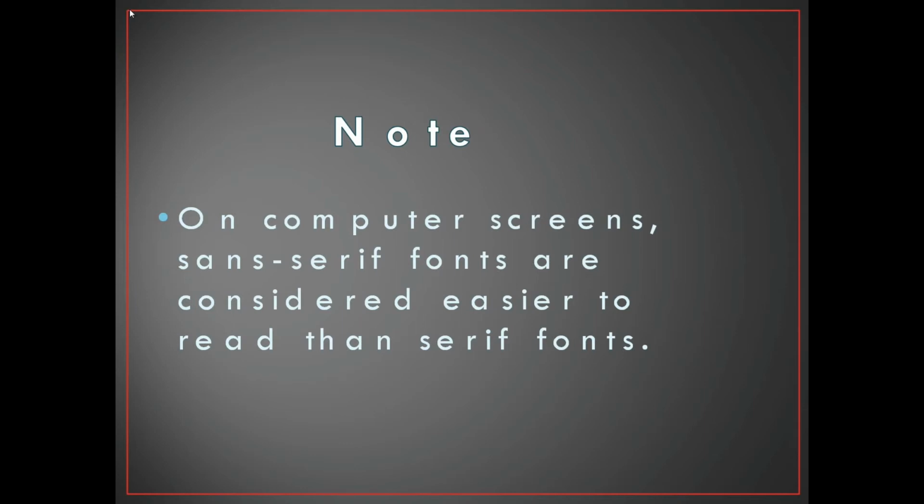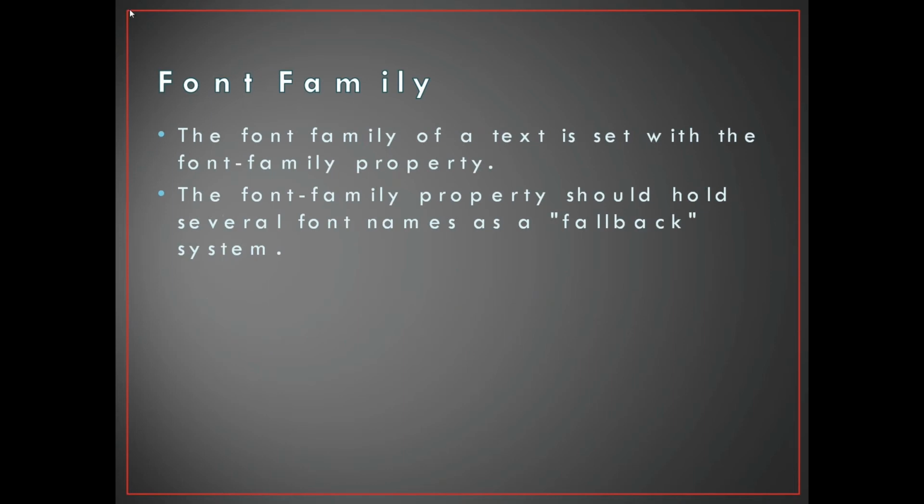Next we are going to see about the font family. The font family of a text is set with the font-family property. The font-family property should hold several font names as a fallback system. If the browser does not support the first font, it tries the next font and so on. Let's start with the font you want and end with the generic family, to let the browser pick a similar font in the generic family if no other fonts are available.